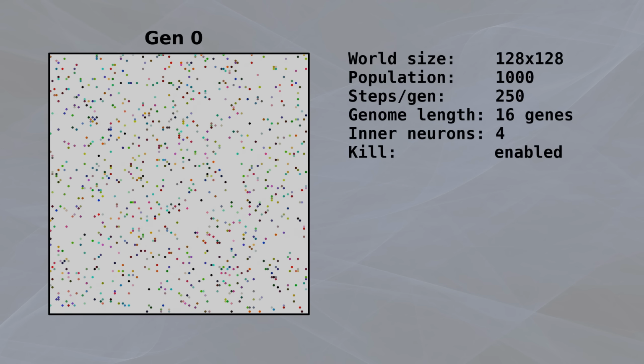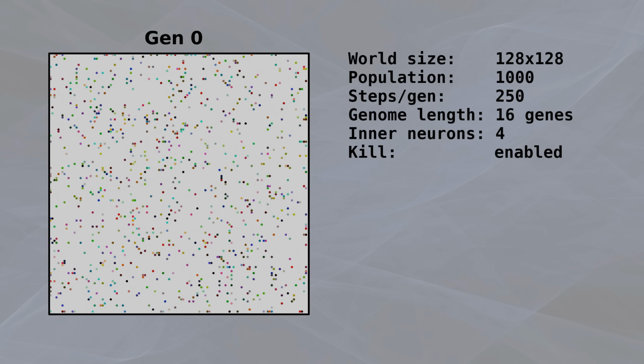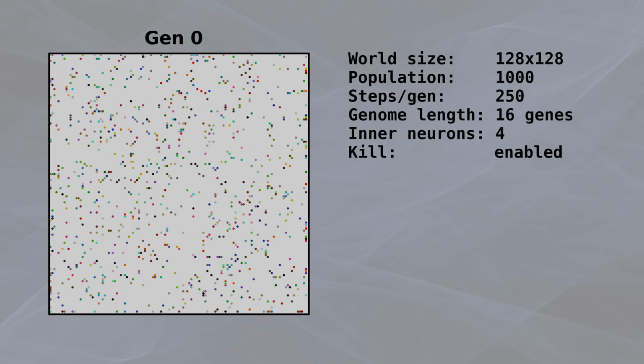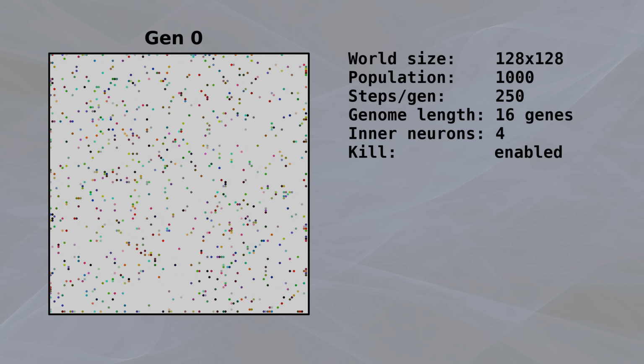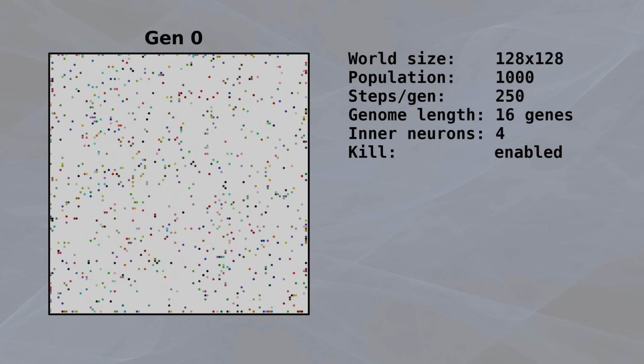The first generation looks random just like usual. There were a few of the members in this initial population that had their kill neurons wired up just by random chance, and those individuals ended up murdering 151 of the creatures. About 15% of the population died because of those few who had the kill neuron.